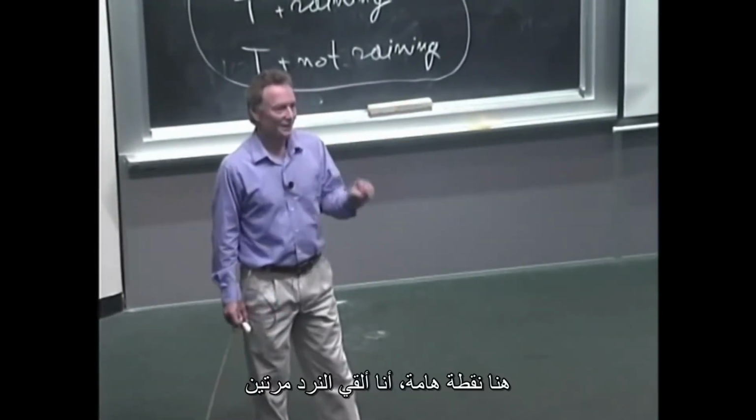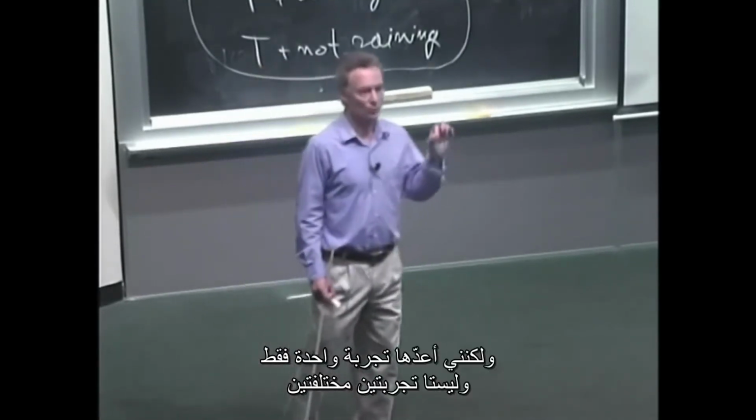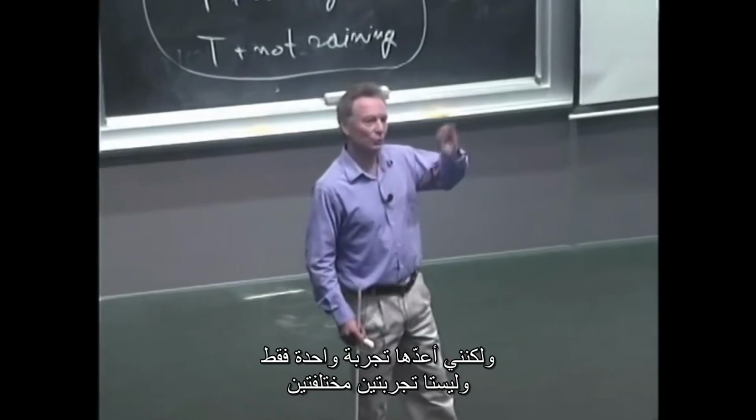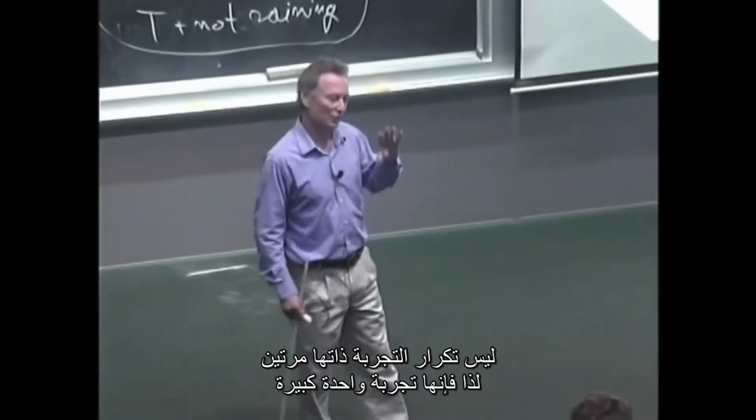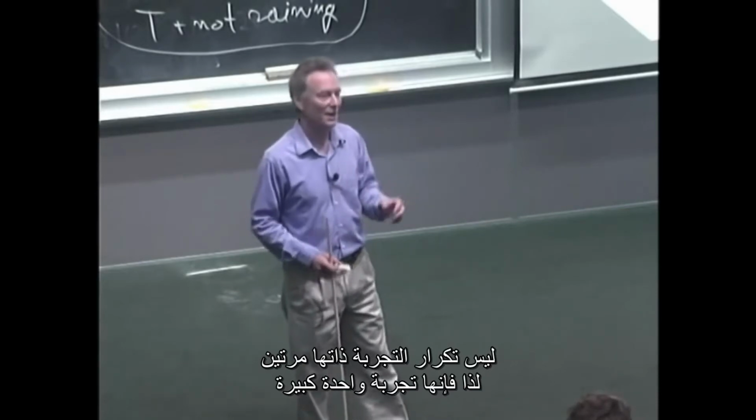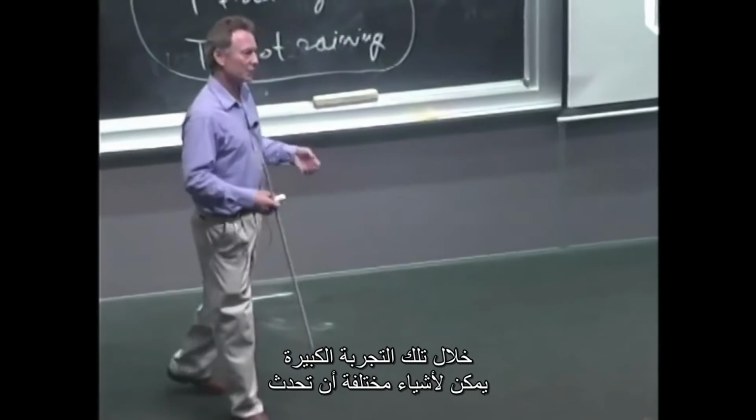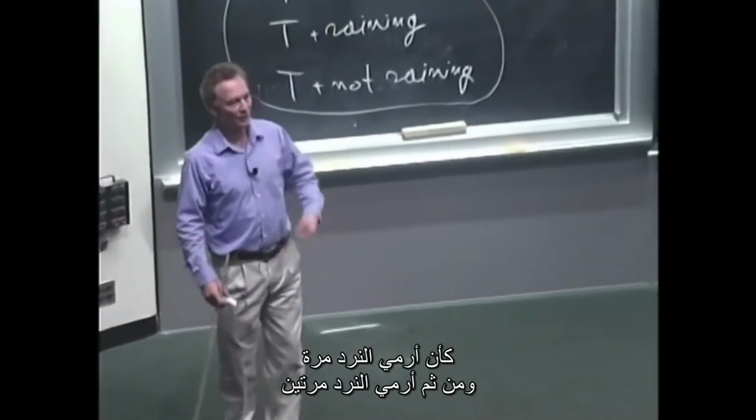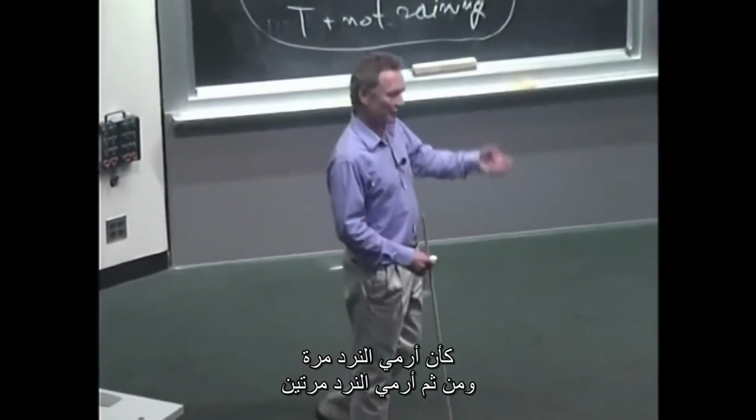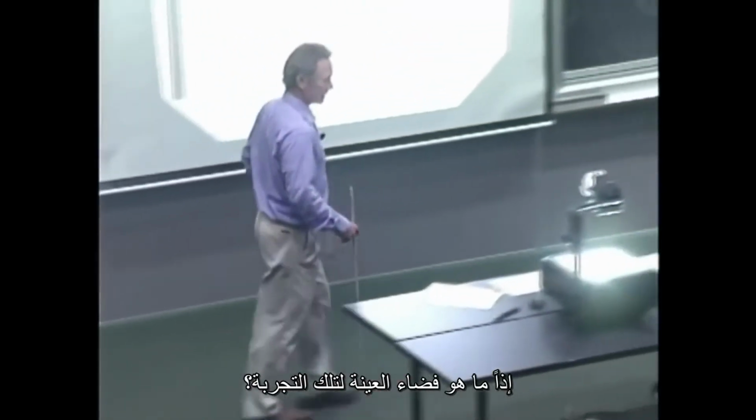Crucial point here. I'm rolling the die twice, but I'm thinking of this as just one experiment, not 2 different experiments, not a repetition of twice the same experiment. So it's one big experiment. During that big experiment, various things will happen, such as I'm rolling the die once, and then I'm rolling the die twice. Okay. So what's the sample space for that experiment?